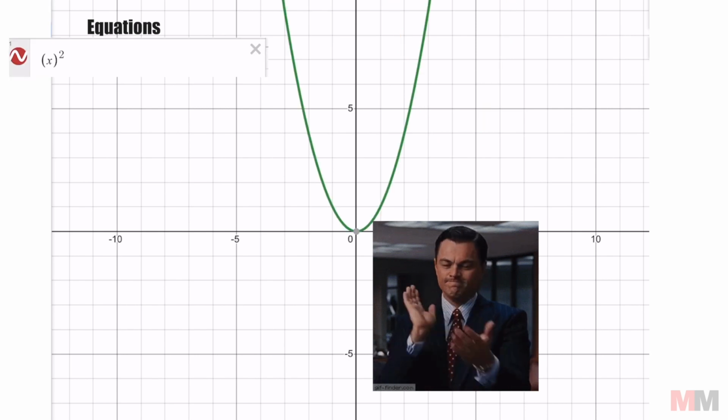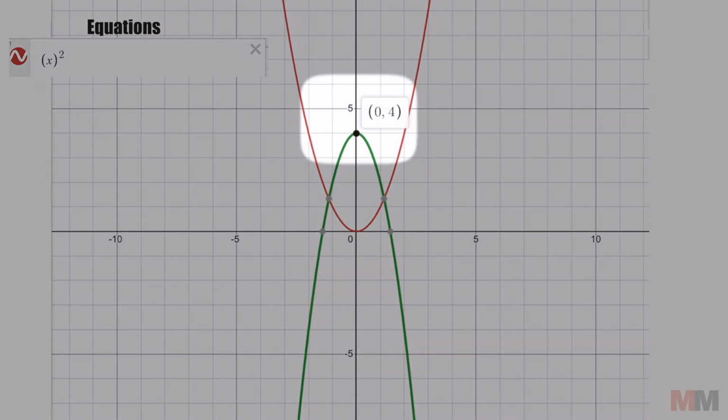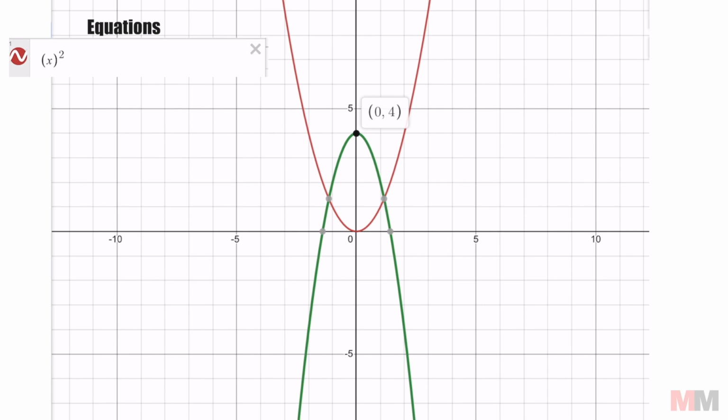Let me try one more. Let's say I'm trying to go from the red graph to match the green graph. There's multiple transformations going on once again. So observe the vertex first. I think that's the best place to start. And that vertex did not move left or right because it is at x equals 0. That means that I am not touching any of the stuff inside the parentheses. But that graph did shift up 4 units. So you're going to have to go to your equation and control K once again. It moved up 4, so I'm just going to change that to +4.